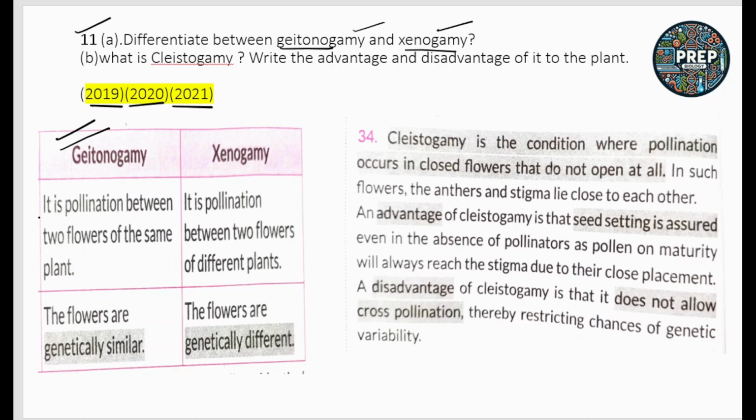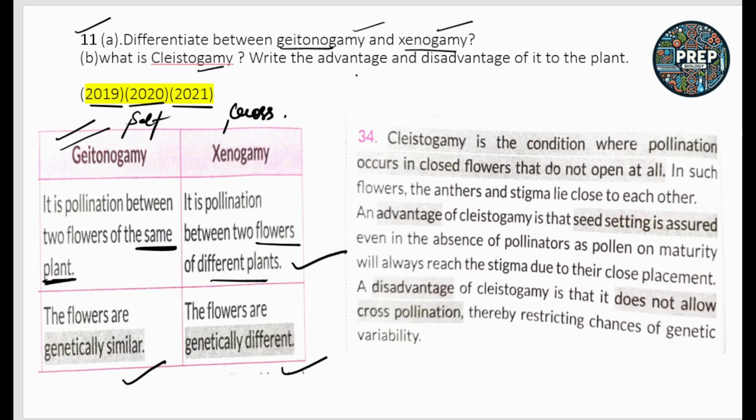What is geitonogamy? It is the pollination between two flowers of the same plant. Xenogamy is cross-pollination. It is the pollination between two flowers of different plants. In geitonogamy the flowers are genetically similar; xenogamy is genetically different. So geitonogamy comes under self-pollination and xenogamy comes under cross-pollination.